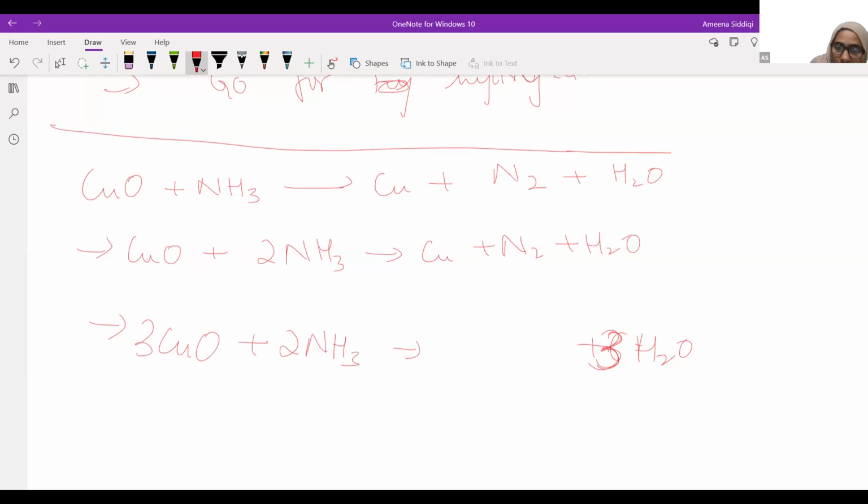Then copper. Yes. So can we say it like this? Now tell me, is it balanced? Let's see. Copper. Yes. 3 copper atoms. Okay, beta, 2 nitrogen. Yes. 2 nitrogen. Beta, 3 oxygen. Yes. 3 oxygen, right? How many hydrogens? 6. Is it balanced? Yes. Have you understood this part?